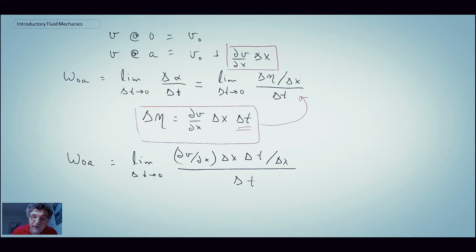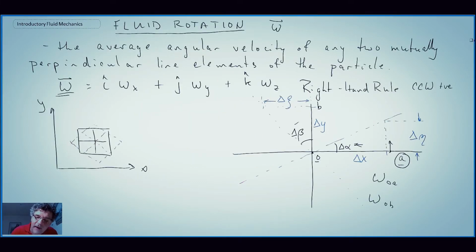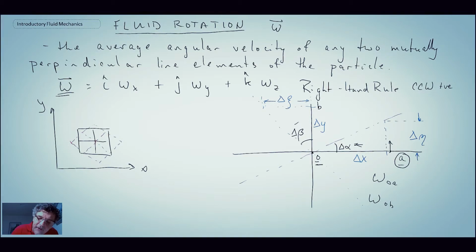and so I have all those, and when you look at this, magically a bunch of stuff starts to cancel, which is great. And what we end up with is just dv by dx. So that is the angular rotation for line 0a. Now I'm going to go through the same sort of logic. Looking back at the diagram, I'm going to look at a line 0 to b. So let's go through the same process.